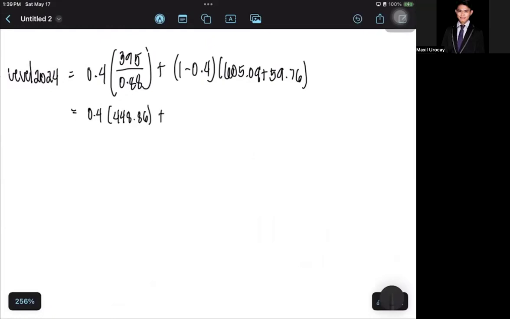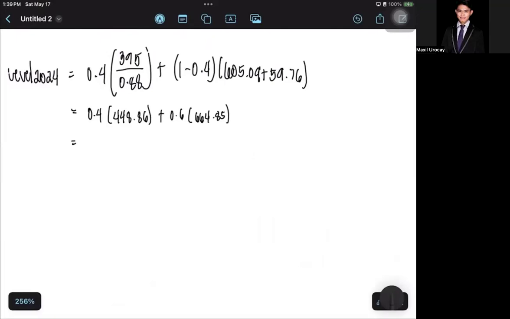448.86 plus the 0.6, then 605.09 plus 59.76 is definitely 664.85. So, by the way, in your examination, if our exam will equate to 500 items, of course, you have to expect that everything will be calculated manually. So make sure that you are able to work on that by hand, because once you make a simple mistake, it will turn your life down.